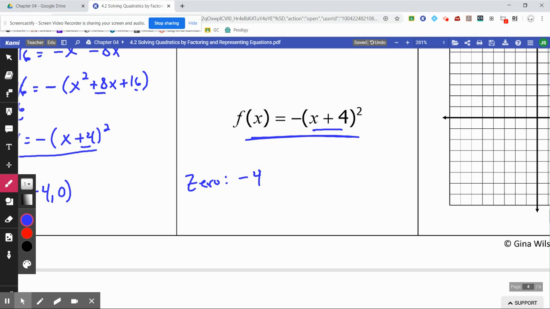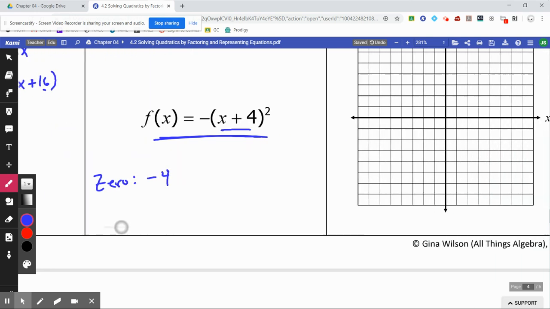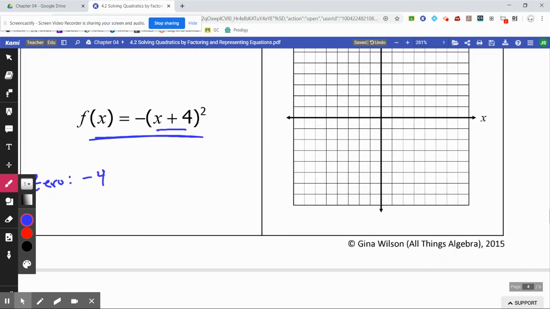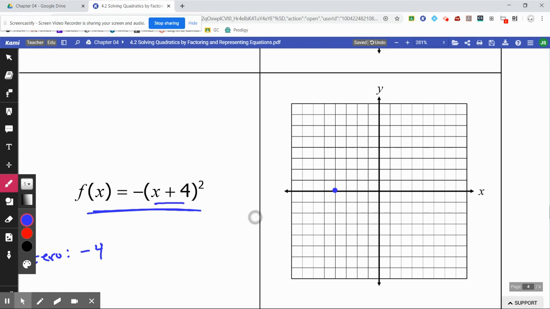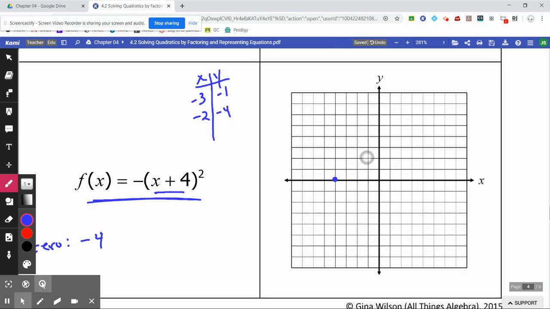So you have the same value for the vertex and the 0, and here's why. 1, 2, 3, 4. There's only one solution. The vertex is the 0. Now what I'm going to do, just to make the graph look a little bit better, I'm going to do a couple more values, x, y, maybe plug in a negative 3 and negative 2. And you get a negative 1 and a negative 4.